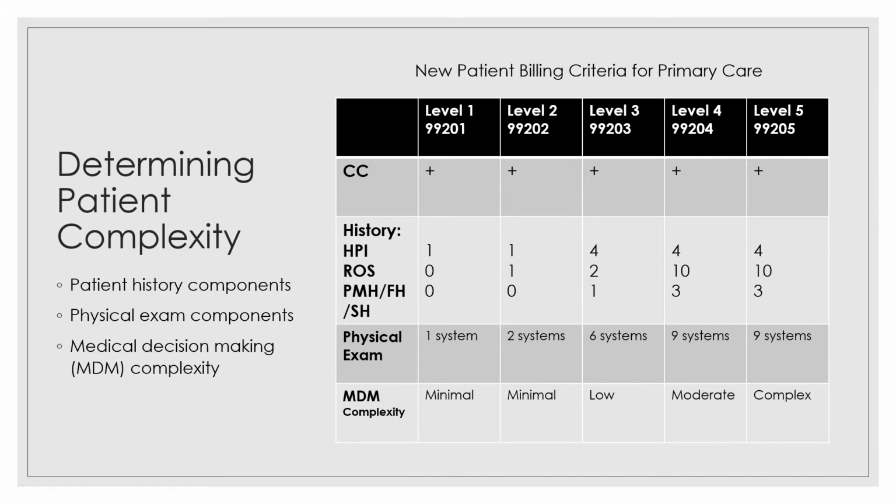In medical decision making, that determination is kind of made on the back end, and it's really made by the physician themselves. But the parts that are going to be really important for you as the medical scribe are going to be history and physical exam. And the point is, documentation is key. Thorough documentation is key. So here's an example of the different levels for new patient billing criteria for primary care.